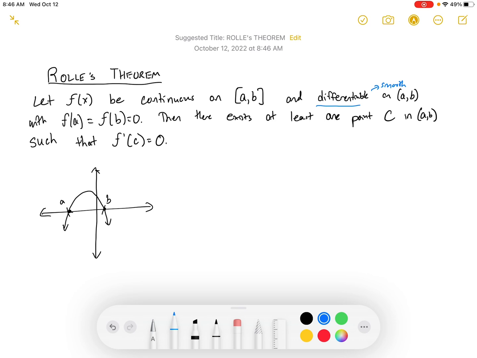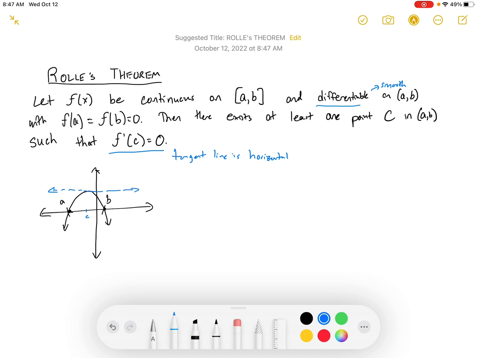We don't really care. And then the meat of the theorem says there exists at least one point c on that interval (a, b) such that f prime of c equals 0. Remember, f prime of c equals 0 means the tangent line is horizontal. And when you think about it, this should be obvious. Here would be my point c, because up here, the tangent line is horizontal.